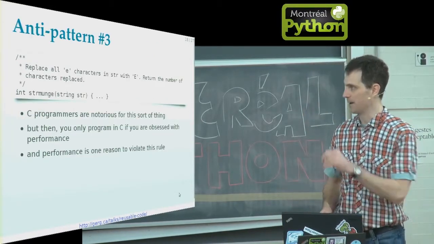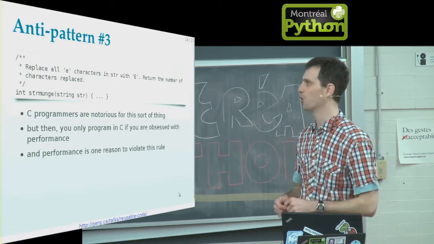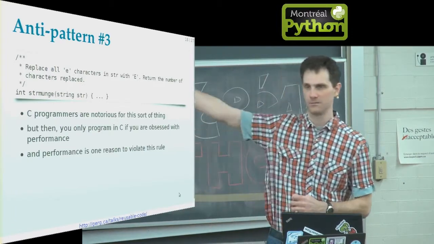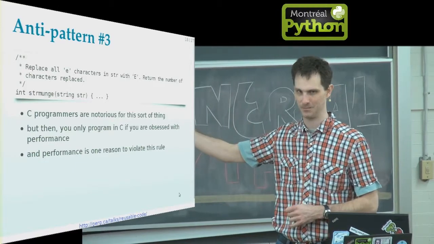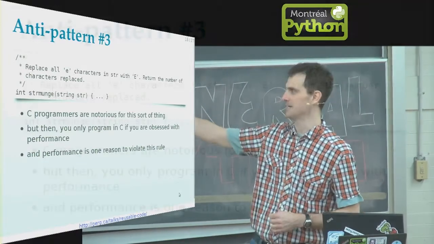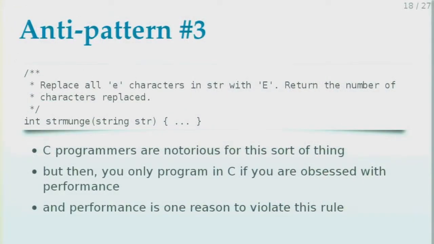So here's an anti-pattern that C programmers are notorious for. I could come up with an example in Python. It wouldn't operate on strings, of course, because strings in Python are immutable. But this is a C-like language where strings are mutable. You can iterate over the characters of a string and replace some of them. Like I'm going to replace all lowercase e's with uppercase E's. You could do the same thing on a list in Python, but I felt like mixing it up a bit and throwing in an imaginary programming language here.